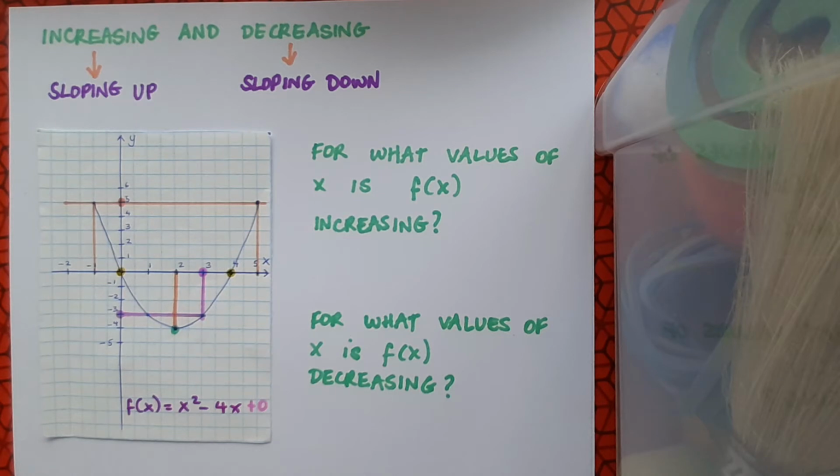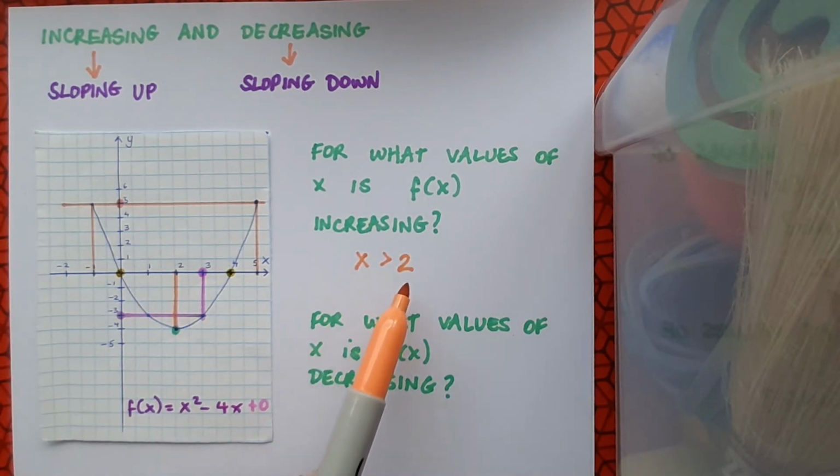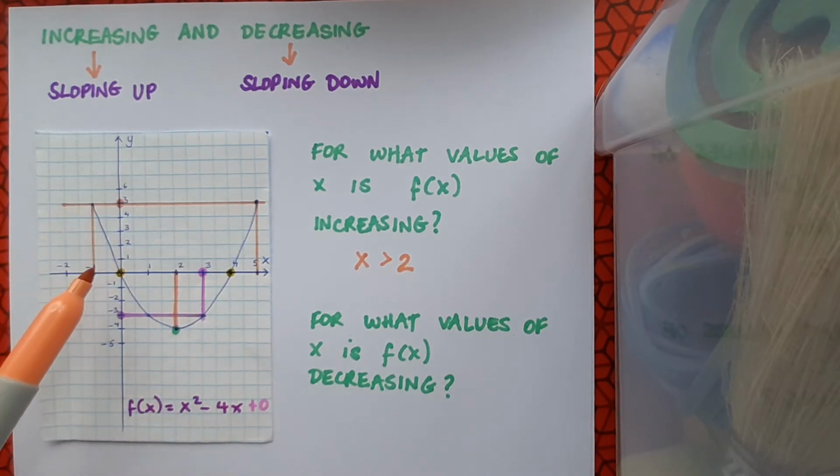I can also see that my quadratic is sloping up after this. So after 2, I'm sloping up. So the way that I'll write this is x is greater than 2. This just means after 2, the function is increasing. Okay, next I want to know for what values of x is f of x decreasing. Well, if it's sloping up after 2, it's sloping down before 2. So I simply write my answer here as x is less than 2.